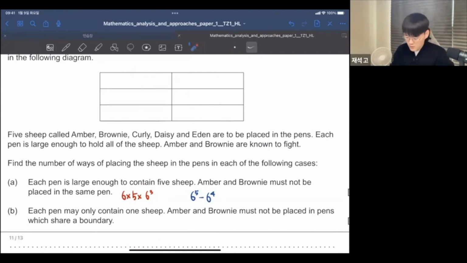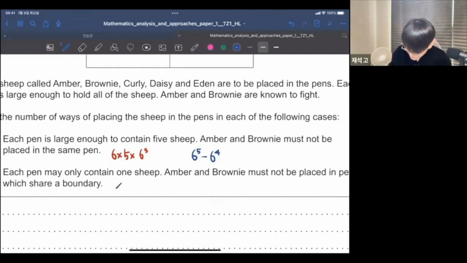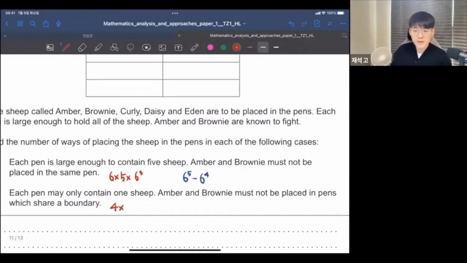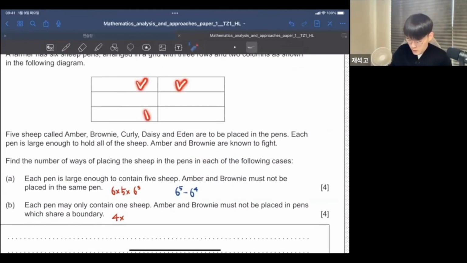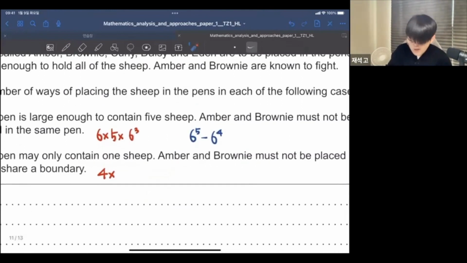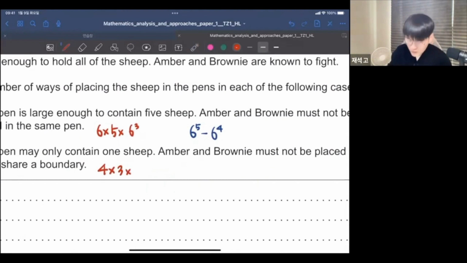So first and foremost, let's assume that Amber takes up one of the 4 available seats. 4 seats. What are the 4 things? Either go in here or here or here or here. If Amber goes in here, then Brownie goes in one of the three. So it would be multiplied by 3, and the rest, C and D, just go in one of the remaining 4. So it would be 4 permutation 3. Put Amber in, put one of the 3 in for Brownie, and then the remaining 3 go in the remaining 4 spots. So it would be 4 multiplied by 3 multiplied by 2.